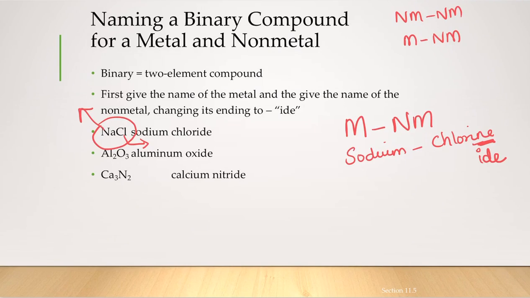And how do you differentiate between a metal and a non-metal? Obviously, you need to look at the periodic table, and as I've said before, as you go from left to right of the periodic table, the metallic character is going to decrease.